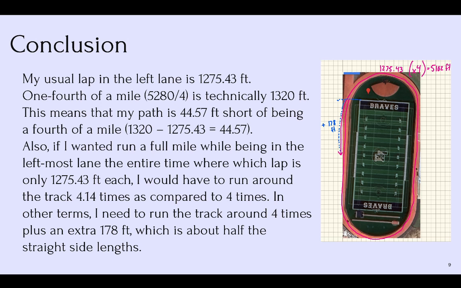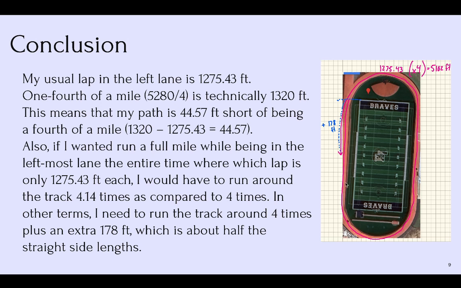Also, if I wanted to run a full mile while being in the leftmost lane the entire time, I would have to run around the track 4.14 times as compared to 4 times if I ran a lap that was 1,320 feet. So in other terms, I need to run around the track 4 times plus an extra 178 feet, which is about half one of the straight side lengths.